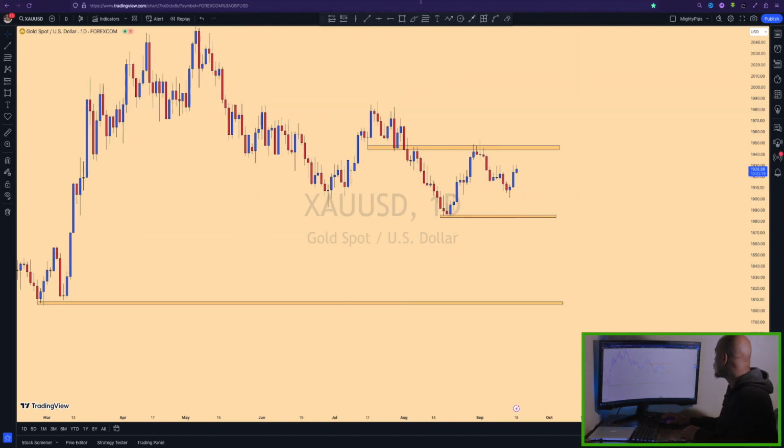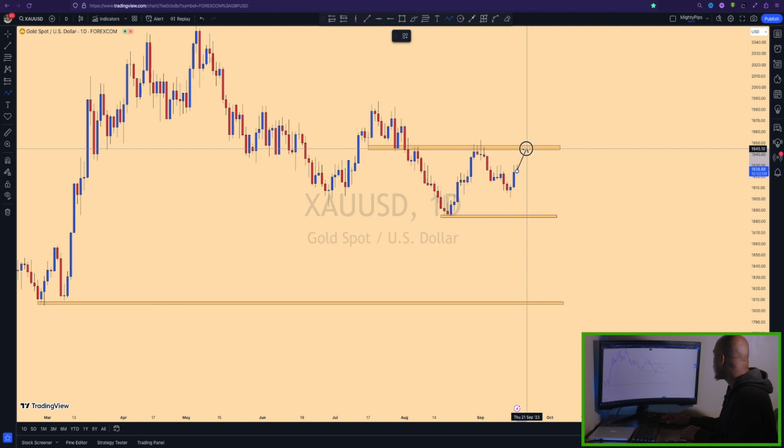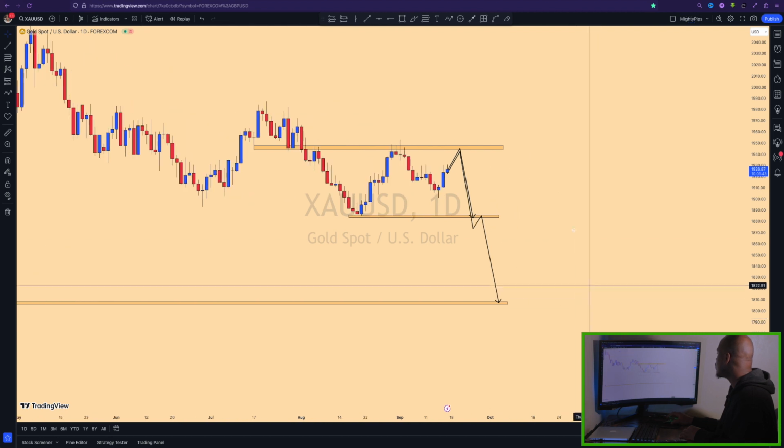So potentially we could see gold pulling back up into this level, okay, and then there we can short it to this level, or we can wait for the market to do this same thing, then we short it, and if it closes below here and retests this level, then we can hold our trade to this level. So there are two scenarios here for gold. So this is what I see for gold.